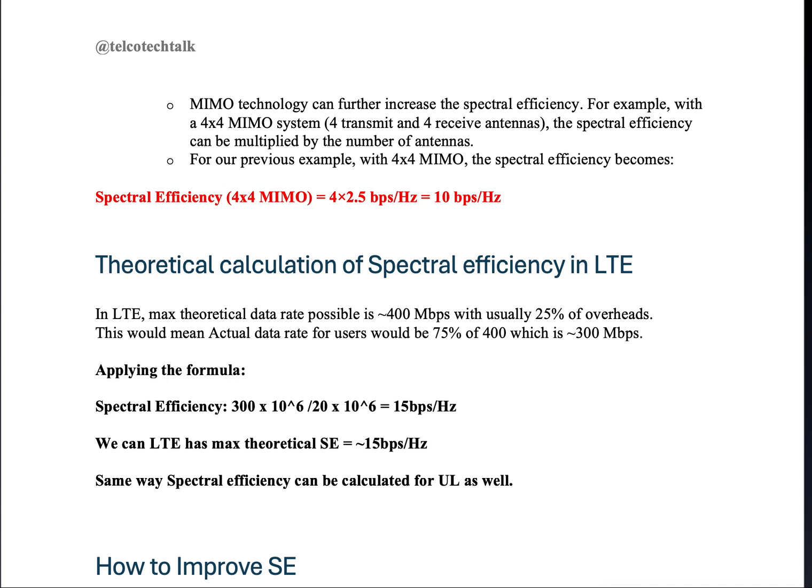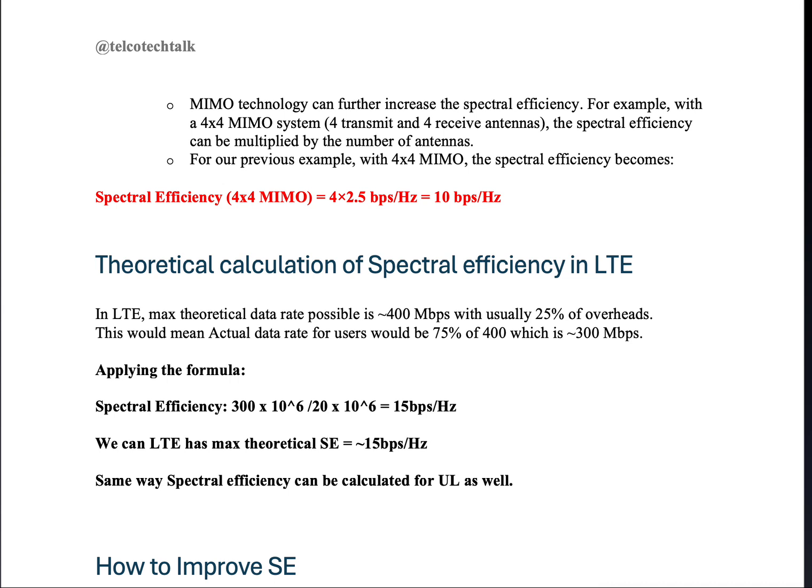So for the sake of calculation, I'm taking a very round figure. So 400 Mbps approximately, turning into 25% overhead and 75%, which is coming out as 300 Mbps. Now applying the formula on this theoretical, we are getting 15 bits per hertz with a 20 megahertz channel. So we can say this is a theoretical spectral efficiency for a 20 megahertz channel in LTE. Okay, and this could also vary depending on environmental conditions, SNR, and all that.